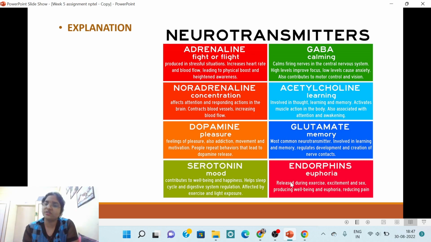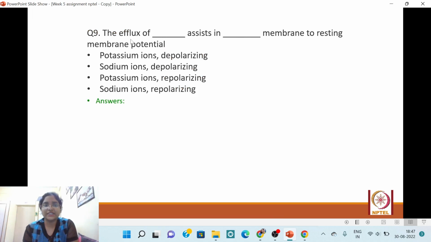And endorphins are released during exercise, excitement, etc. They also give a feeling of euphoria. Euphoria means excitement, and they also reduce pain. So laminin is not a neurotransmitter. We'll move on to the ninth question.